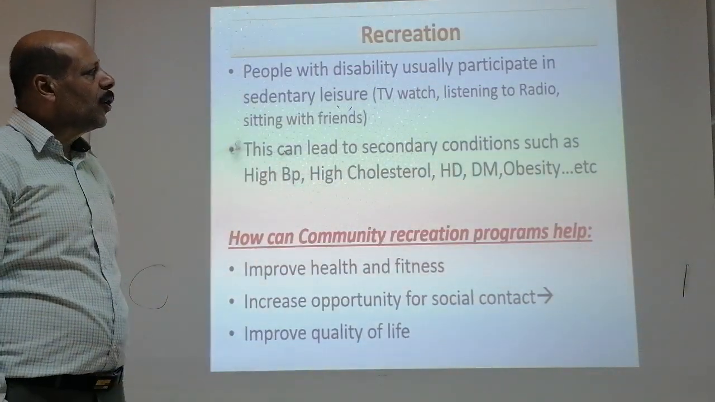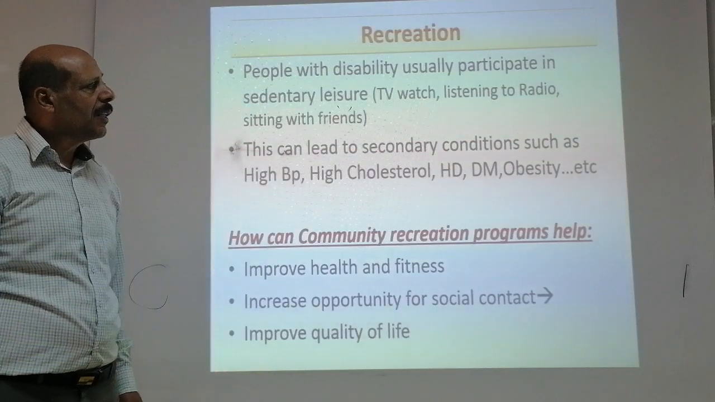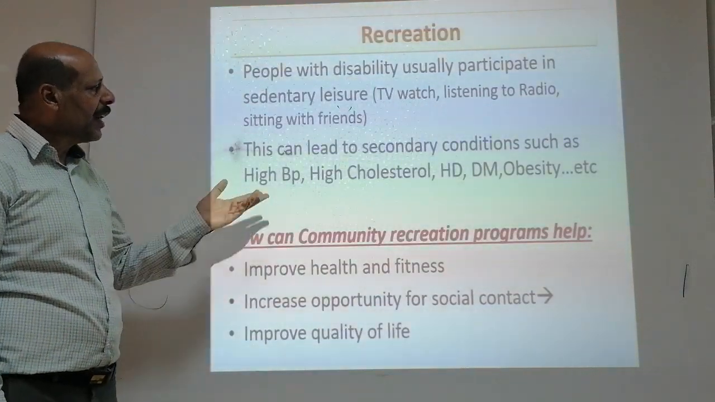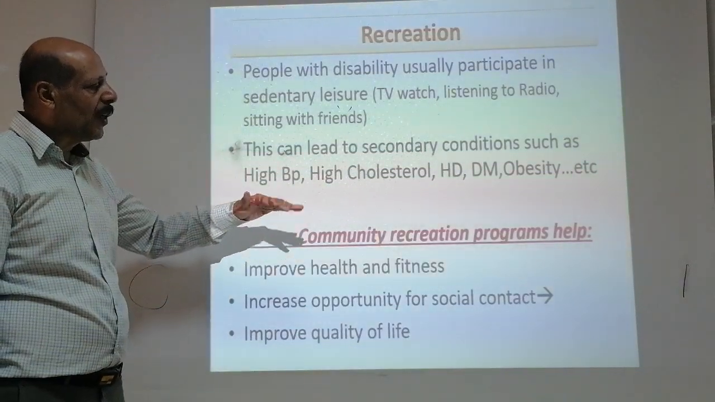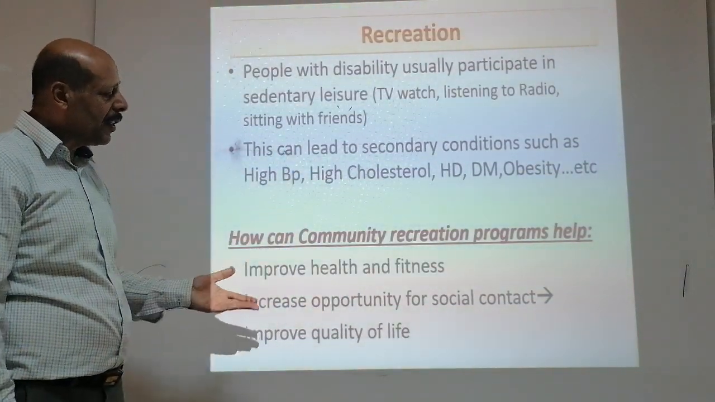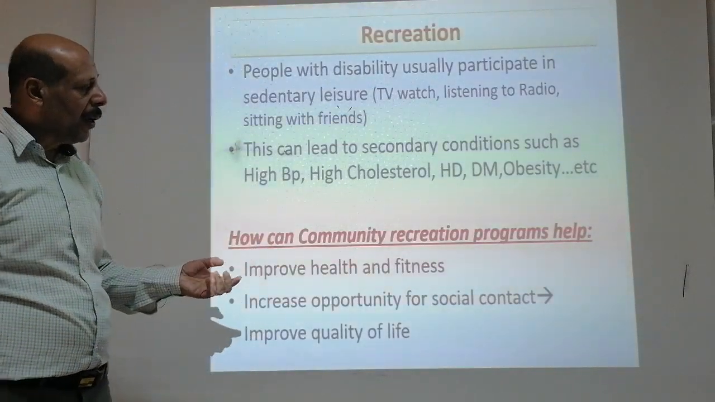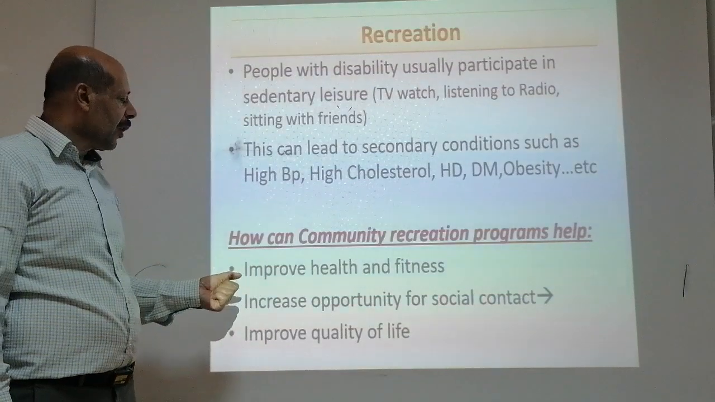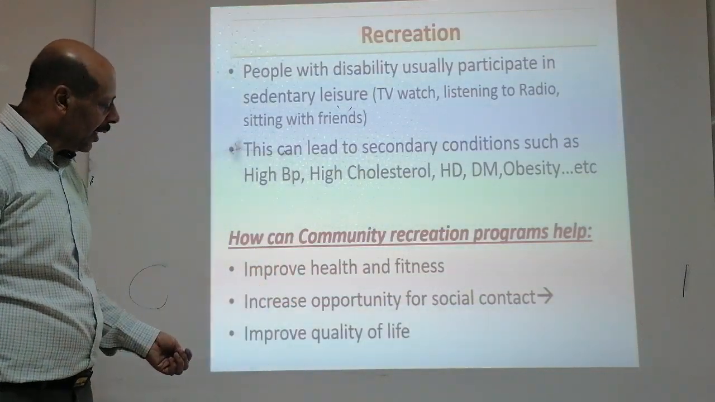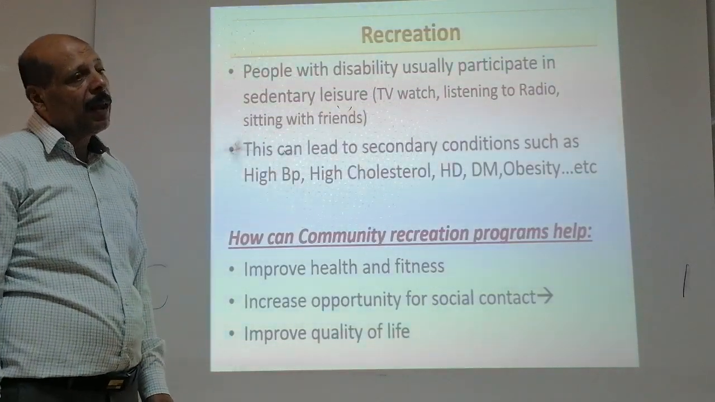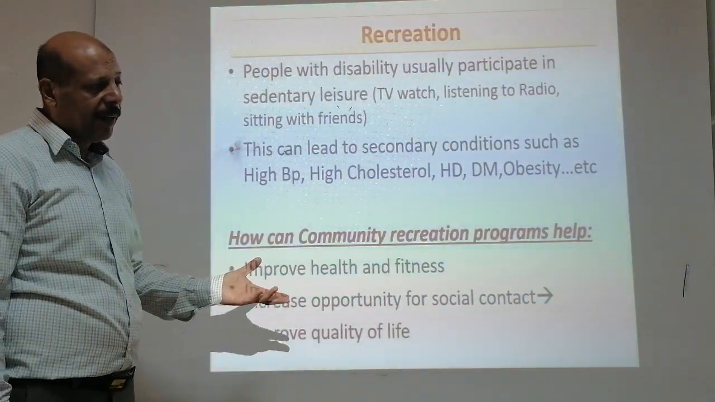Recreation. People with disability usually participate in secondary leisure: TV watching, listening to radio, sitting with friends. This can lead to secondary conditions such as high blood pressure, because they are always sitting, high cholesterol, diabetes mellitus, obesity, and heart disease. How can a community recreation program help? A community recreational program can help by improving health and fitness, increasing opportunity for social contact, and improving quality of life.